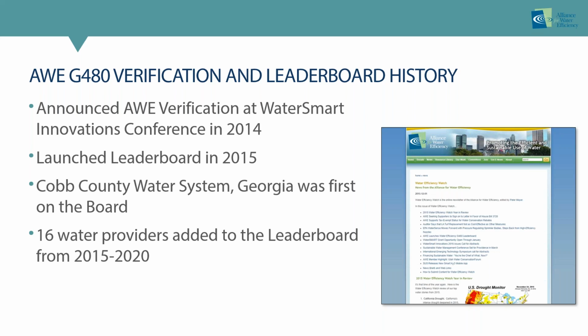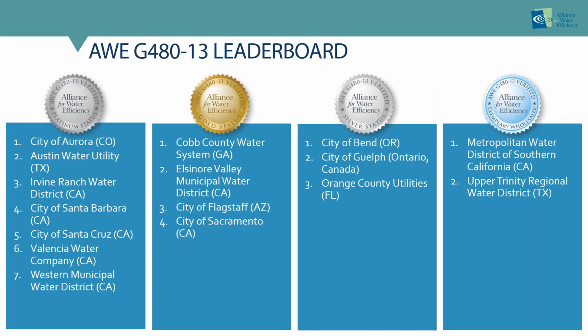So we can go to the next slide, please, where we can take a look at the various water providers that made it on to the G480-13 leaderboard, or version 1 of the G480. And we have 7 platinum, 4 gold, 3 silver, and 2 wholesale. We added the exemplary wholesaler category in late 2020. So that was a really cool and recent addition that we were excited about. And we will continue to offer that in the other categories moving forward.